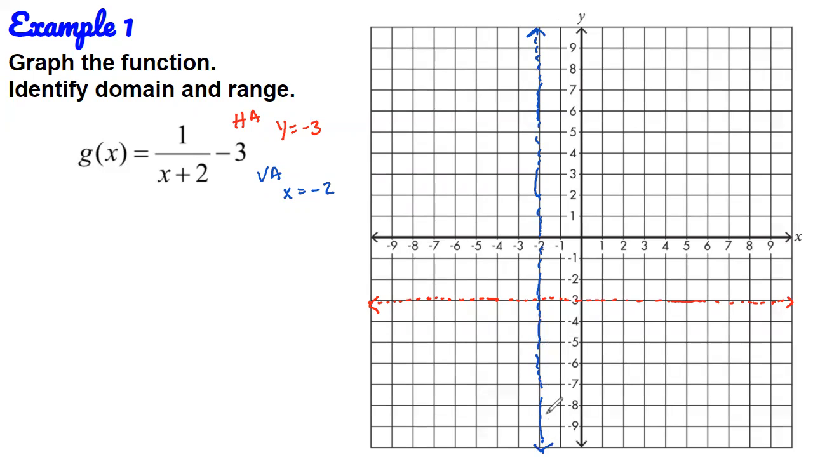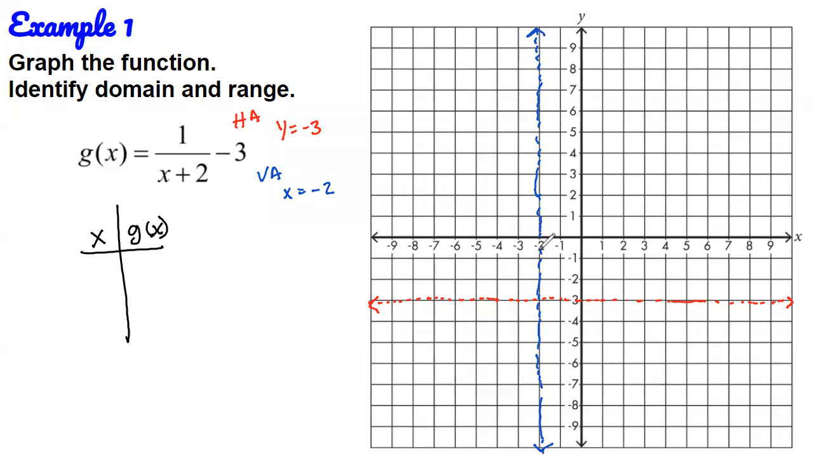Now we're going to do the table. But this time we're going to do a different type of table. Instead of choosing the domain of -2 all the way to +2, we're going to choose a table where we only have 2 values. Our x and our g of x. We're going to choose one value that is on the right of our vertical asymptote and another value that is on the left of our vertical asymptote.